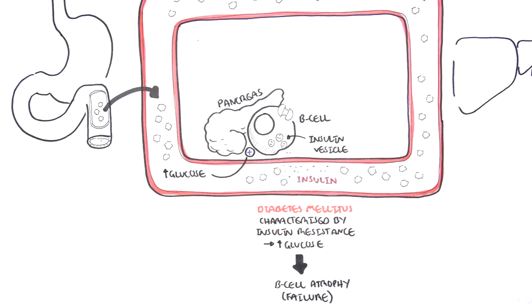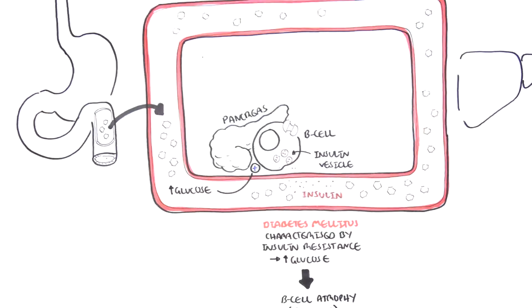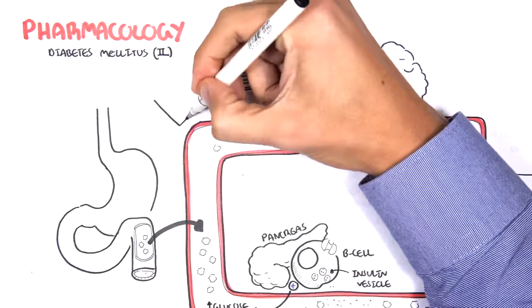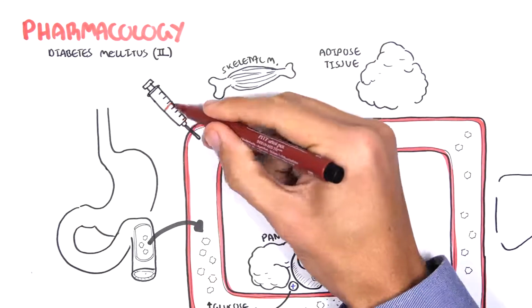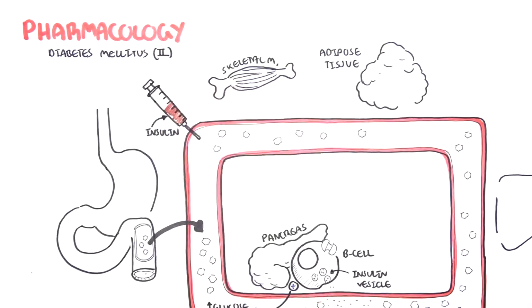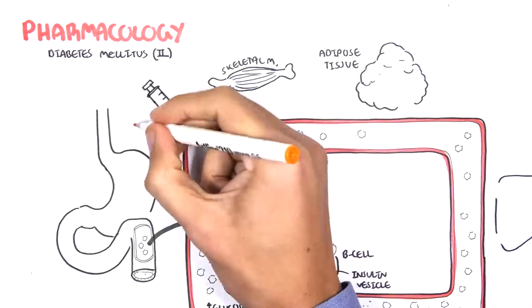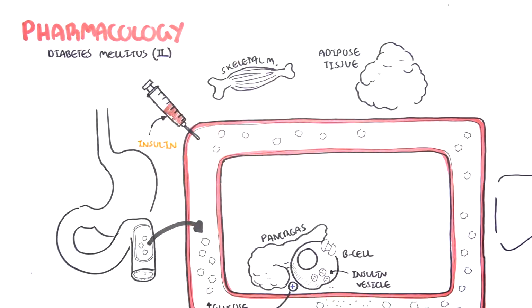Obviously, initially with non-pharmaceutical interventions such as diet and exercise. But medications are useful for patients with diabetes and include insulin subcutaneous injections. But these are typically seen for patients with type 1 diabetes, but can also be seen in some patients with serious type 2 when there is B cell atrophy and death.